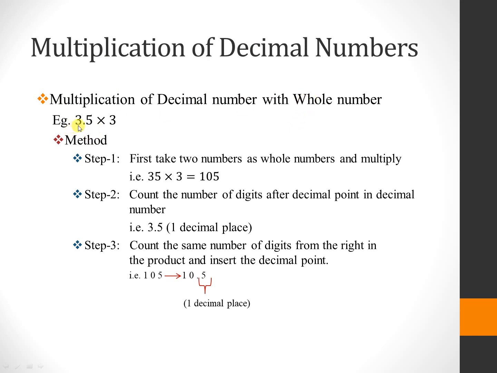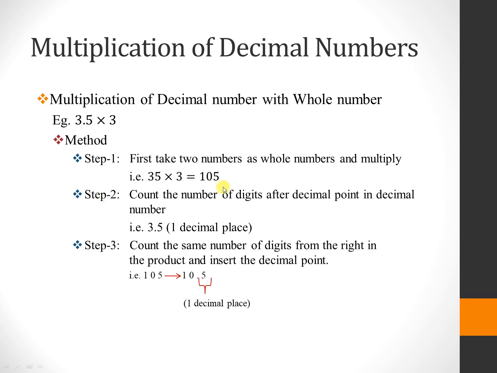Let's take one example: 3.5 multiplied by 3. Here 3.5 is the decimal number and 3 is the whole number. How to do this multiplication? Method, step 1: first, take the two numbers as whole numbers and multiply. That means 3.5 you have to take as a whole number, which is 35. 35 multiplied by 3, we will get 105.